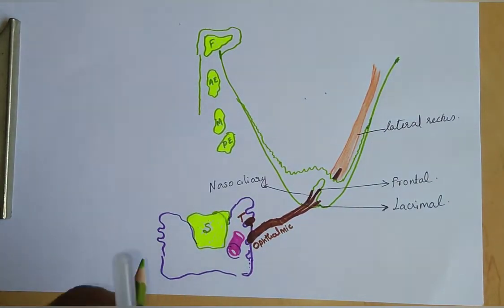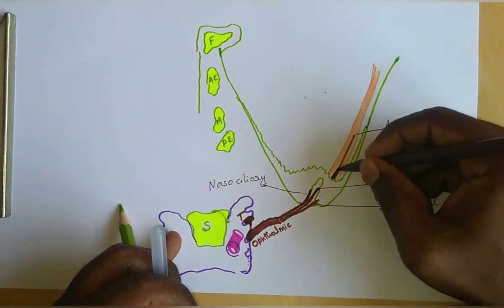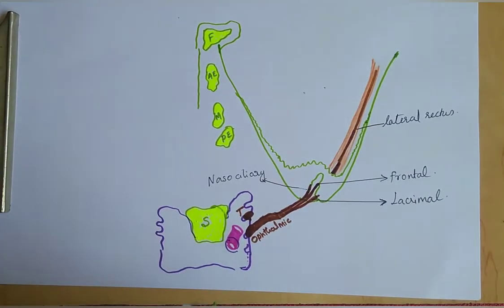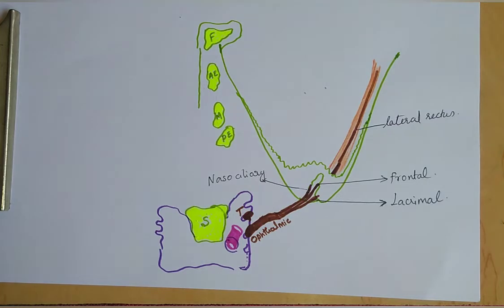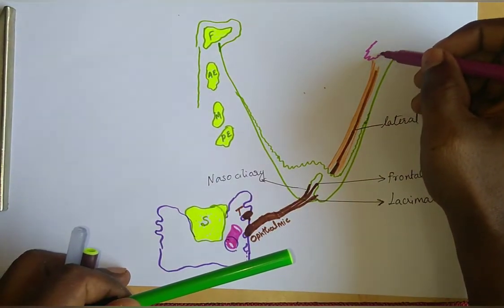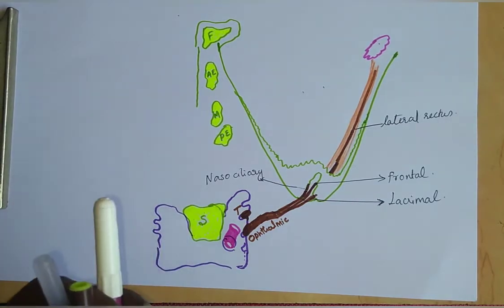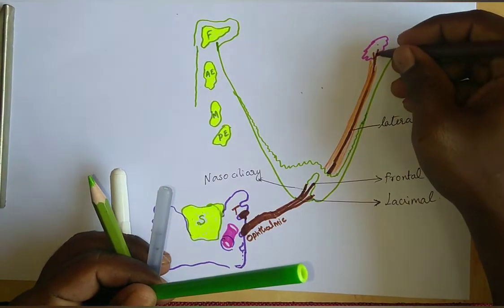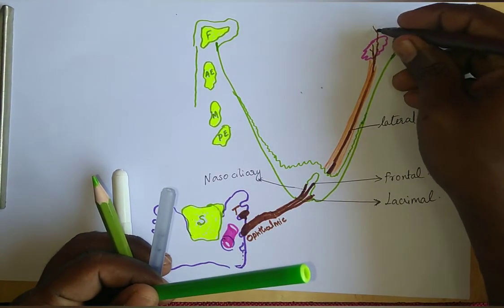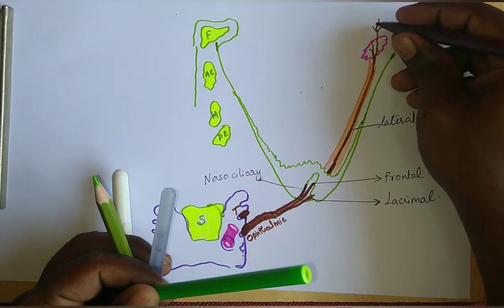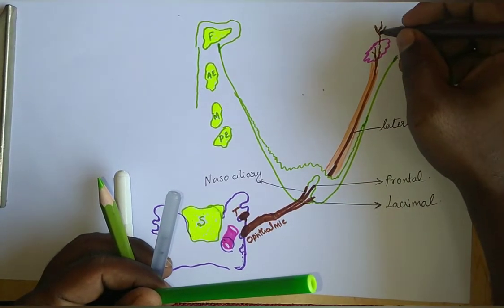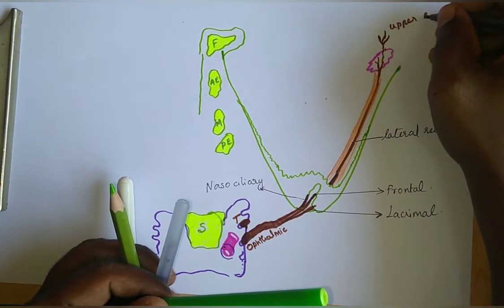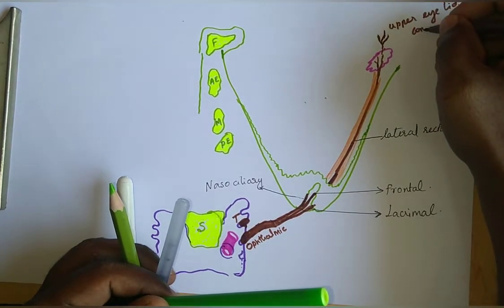Throughout its course, it is related to the superior aspect of the lateral rectus, and it ends by supplying an important gland here, the lacrimal gland. After supplying the lacrimal gland, some branches pass through the gland and also supply the upper eyelid and the conjunctiva of the upper eyelid.